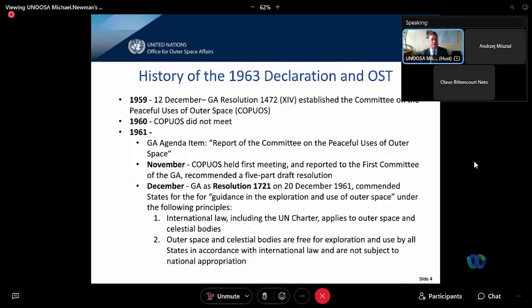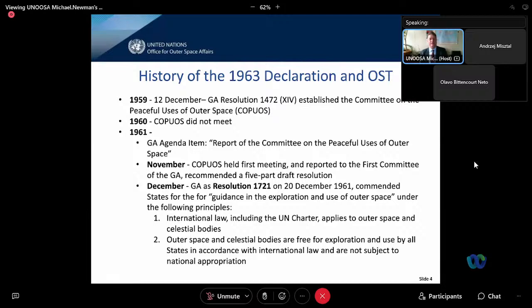They were providing guidance on how they were conducting their space activities, and they were to be conducting them under the following principles. International law, including the United Nations Charter, applies to outer space and celestial bodies, and outer space and celestial bodies are free for exploration and use by all states in accordance with international law and are not subject to national appropriation. So this is at the very beginning of the resolutions on outer space.